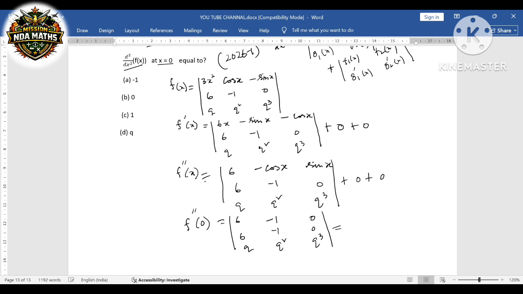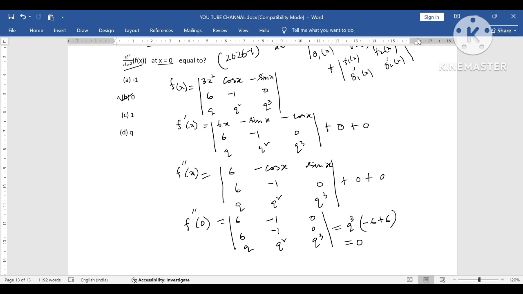Now let us expand it by the third column, because the third column has the maximum zeros, so we can expand quickly. This third element q belongs to this row and this column. If we remove them, minus 6 from this into this, and the formula sign minus with this into this makes it plus 6. So minus 6 plus 6 is 0, and 0 into q is 0. So the ultimate answer is 0, and the right answer is option B. Hope I could explain.